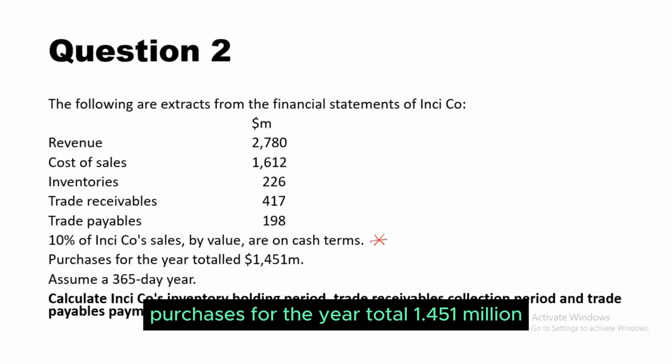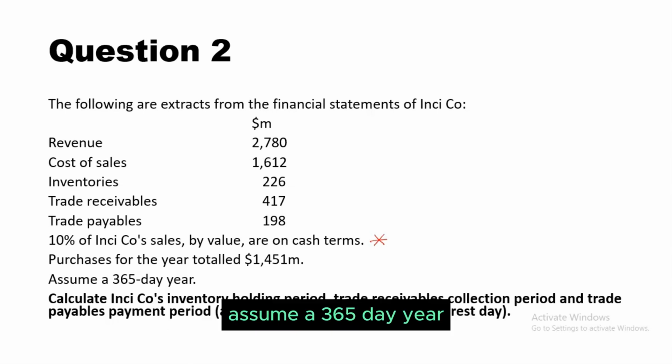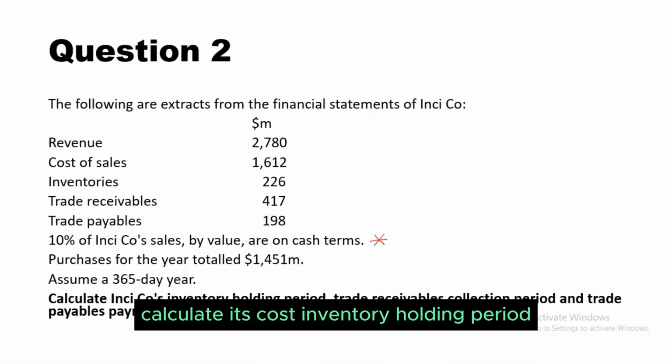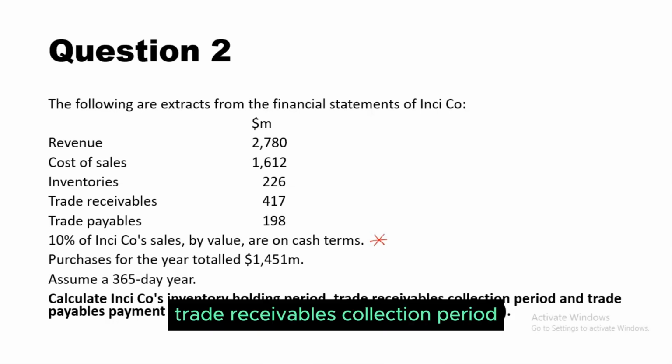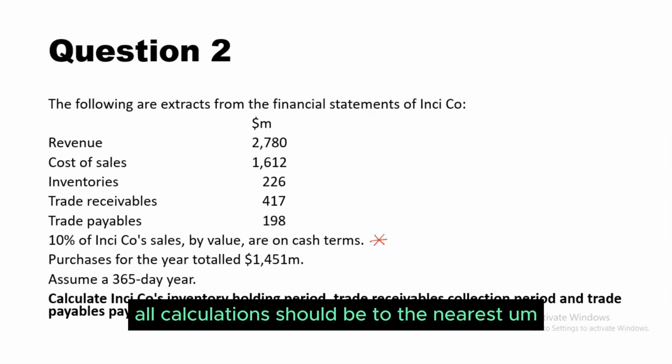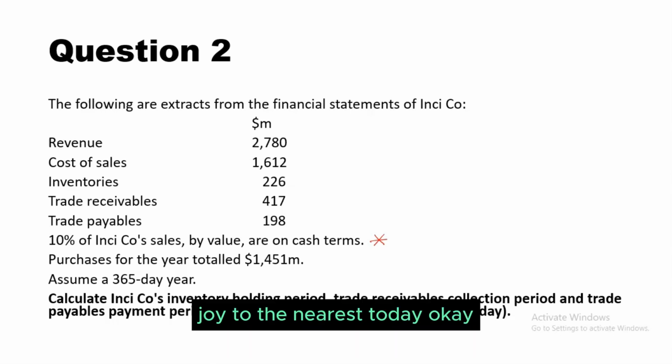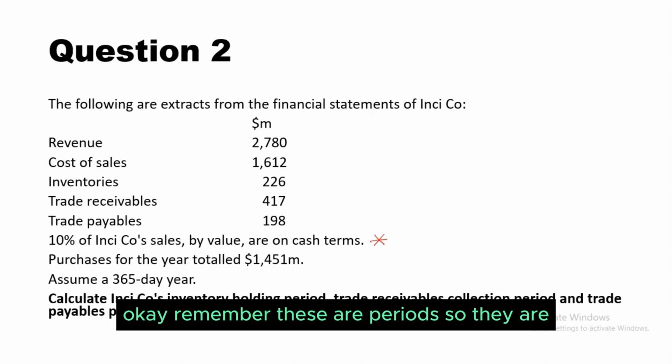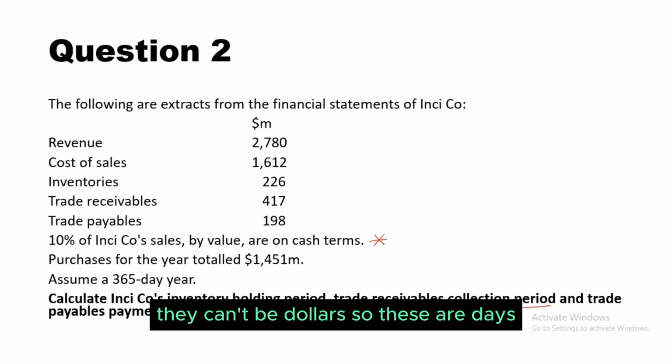Purchases for the year totaled 1.451 million. Assume a 365-day year. Calculate INS Corp's inventory holding period, trade receivables collection period, and trade payables payment period. All calculations should be to the nearest day. Okay. Remember, these are periods, so they can't be in dollars, so these are days.